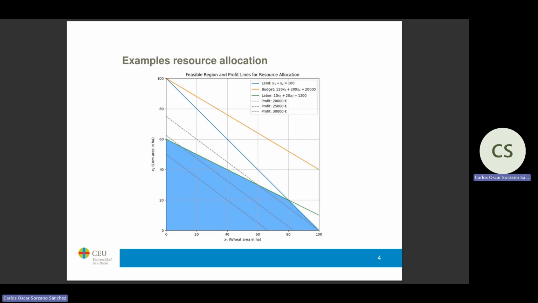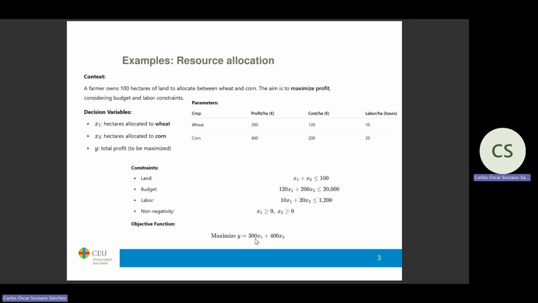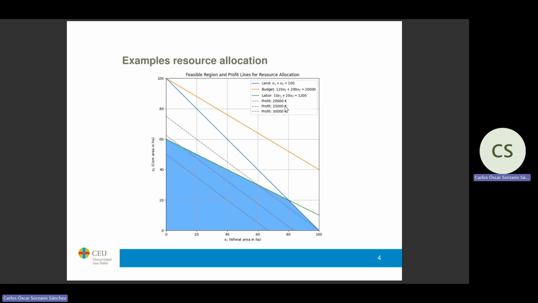Okay, very good. So then the budget is 120 x1 plus 200 x2 has to be smaller or equal to 20,000. So this is this one. And then the same for the labor. And then we can draw some lines. So what are possible profits? Let's say this is the profit, and we want to maximize the profit. But let's say this profit is equal to some number, and we try several numbers.